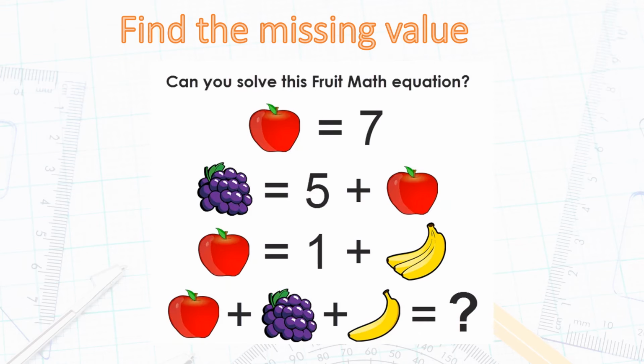So apple is 7, that one's given to us. So we'll say apple equals 7. Grapes equals 5 plus an apple, which is 7. So grapes are 12. And then apple, which is 7, equals 1 plus 3 bananas. So it's not 1 banana, it's 3 bananas.